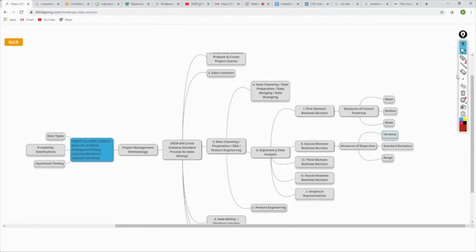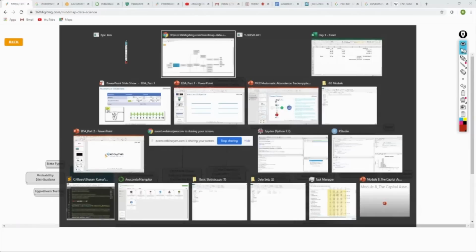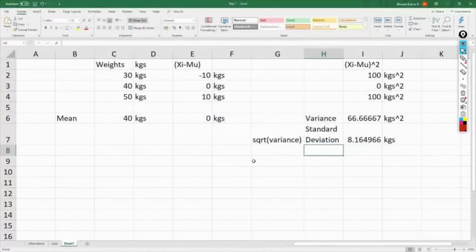Simple. Variance, standard deviation. Now, let me explain about range. Range is nothing but maximum value minus minimum value.